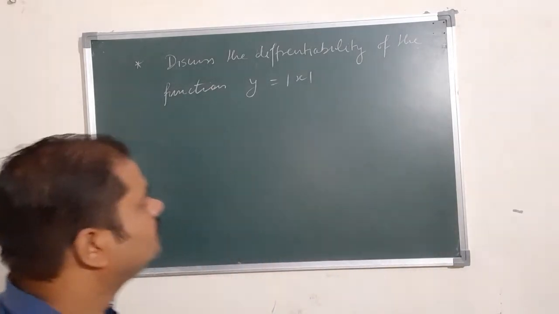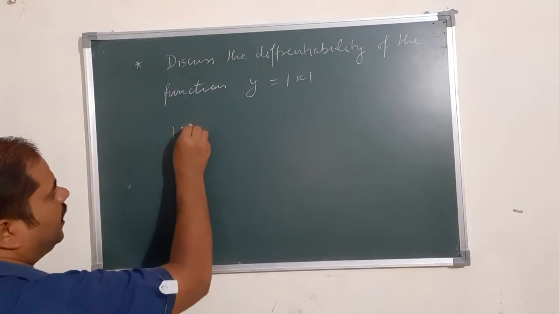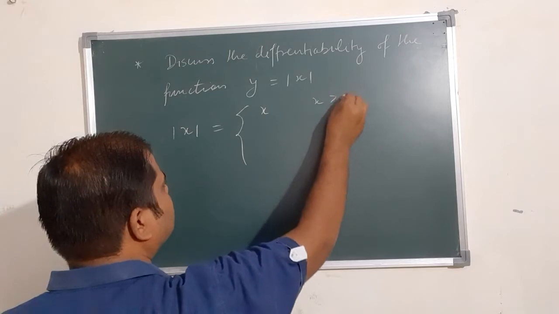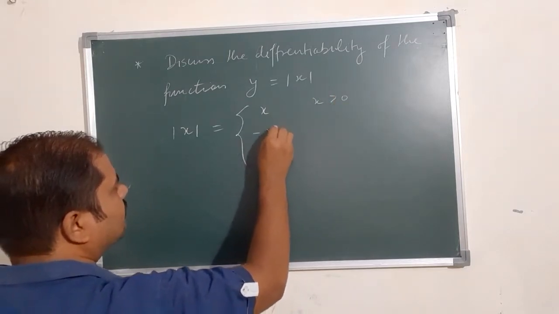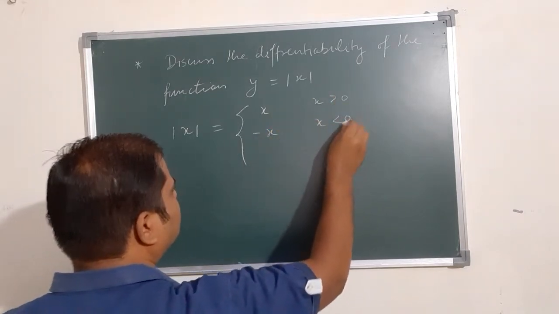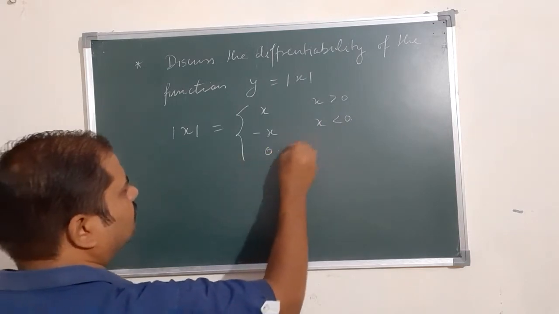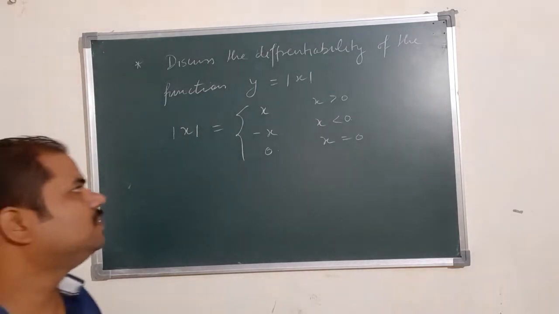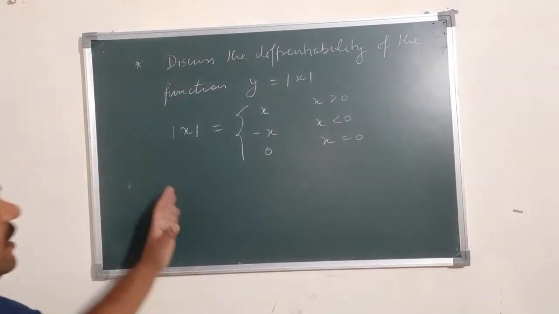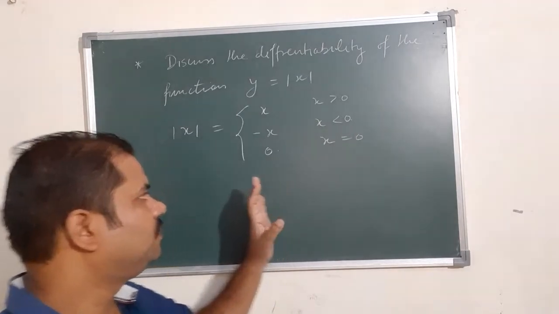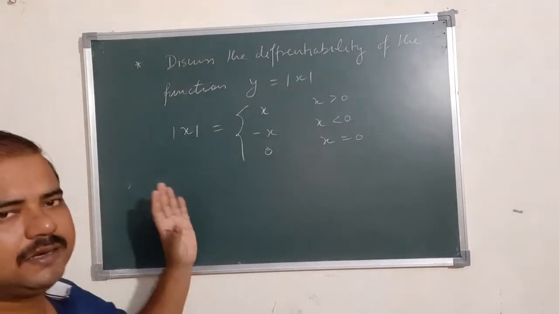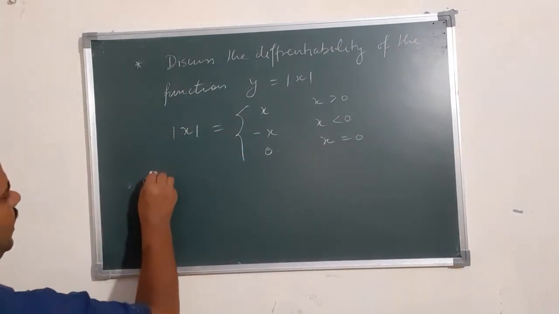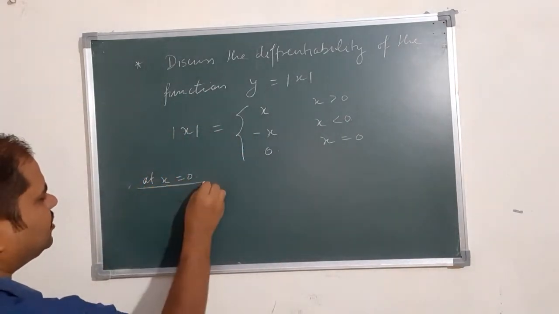So for that, first we define mod x. This is nothing but x if x greater than 0, minus x if x less than 0, and 0 if x is equal to 0. Okay. So we can write it as mod x. So what is the point at which we discuss the differentiability of the function? This is the point 0. So at x is equal to 0 we find LHD and RHD.